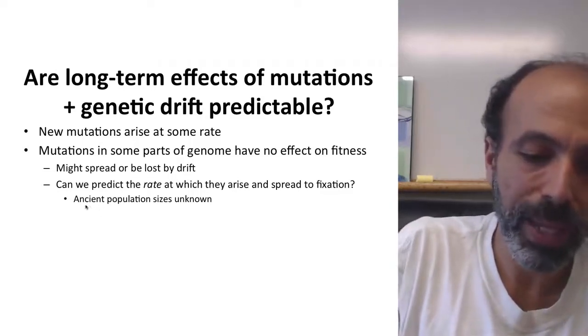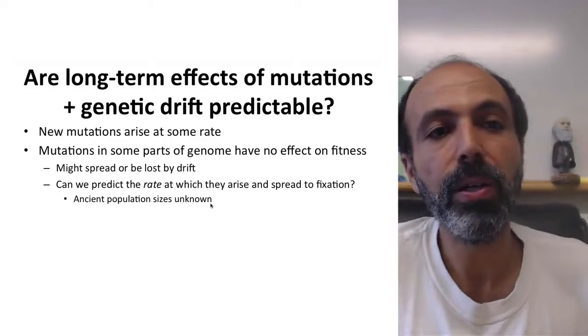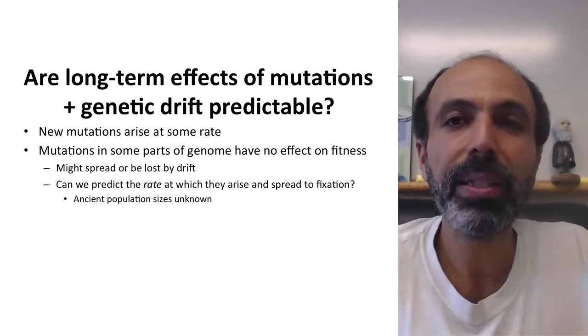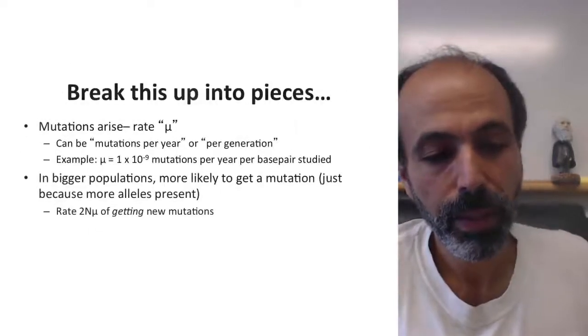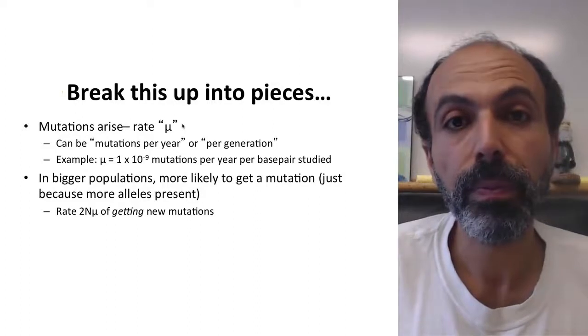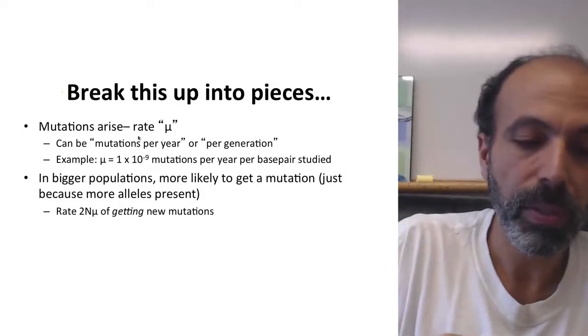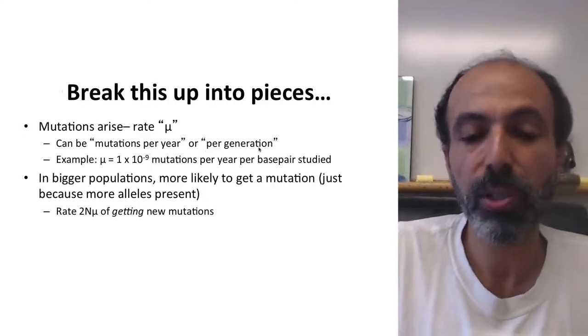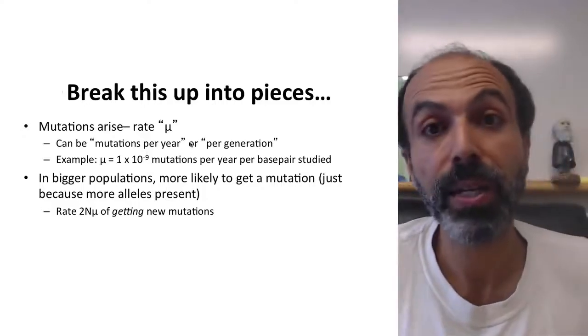Well, the tricky part is the ancient population sizes are unknown. So it makes it seem like this would be very challenging. Well, let's break this up into pieces. So mutations are arising, and let's say they arise at a rate which we'll refer to as mu. This is the Greek letter mu. So this mu can be measured perhaps as mutations per year or as mutations per generation. We'll focus primarily on the per year side of this video.